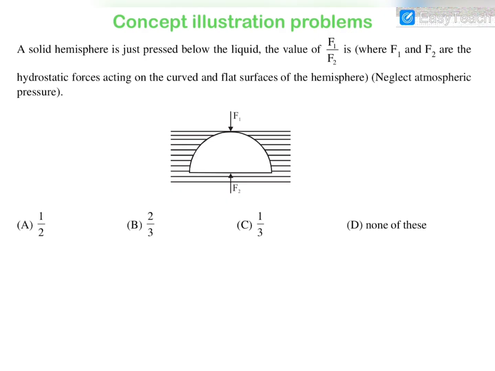Now in this question you can see that there is a solid hemisphere which is just pressed inside this liquid in such a way that the free surface of the liquid is just coinciding with the top point of the hemisphere. The force applied by the liquid on the curved surface in the y direction is F1, and the force applied by the liquid on the bottom of the hemisphere is F2. So we have to find the ratio of F1 and F2, and we have to neglect the atmosphere.